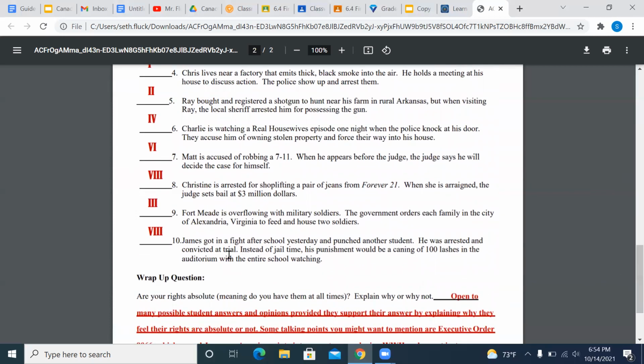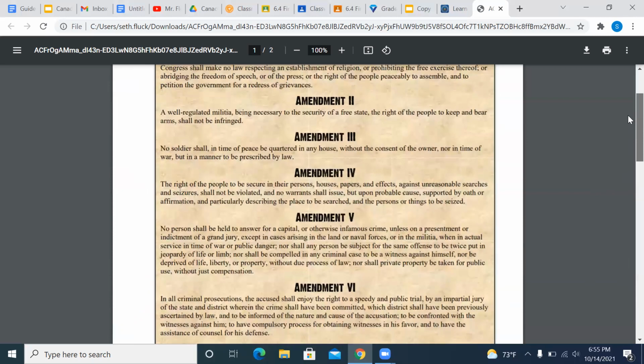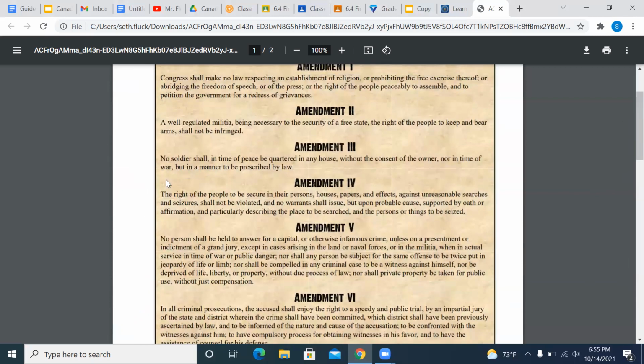Number 9, Fort Meade is overflowing with military soldiers, and the government orders each family in the city of Alexandria, Virginia, to feed and house 2 soldiers. This is a violation of the 3rd Amendment, which says that soldiers cannot be quartered in any house without the consent of the owner. So the government can't just show up and say, hey, these soldiers live in your house now. They're going to take your stuff.